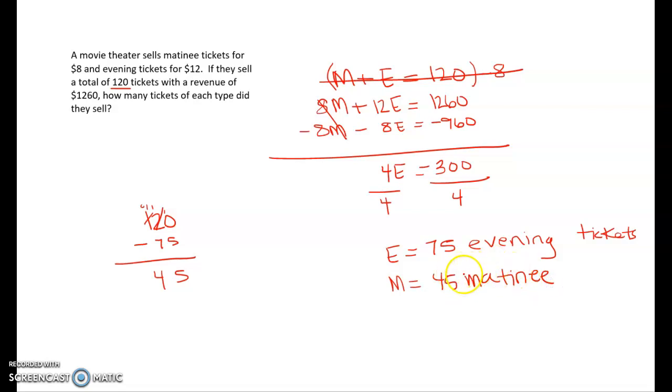Now we can do a quick check, make sure 75 plus 45 does equal 120, and we could do 8 times 45 plus 12 times 75, make sure that comes out to 1260. So kind of check it in both of the equations.